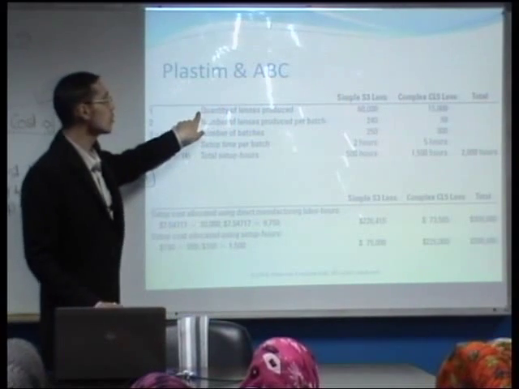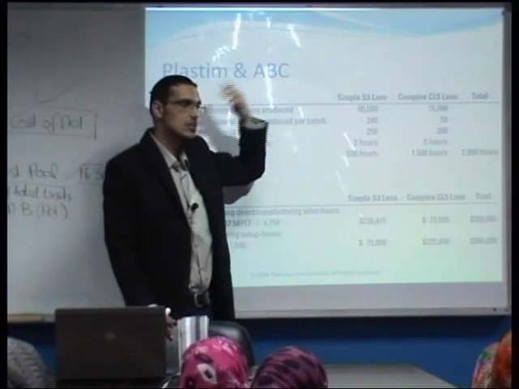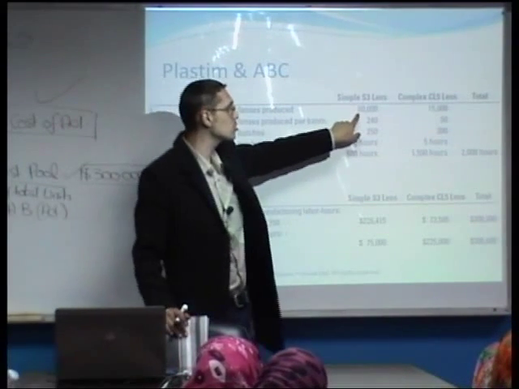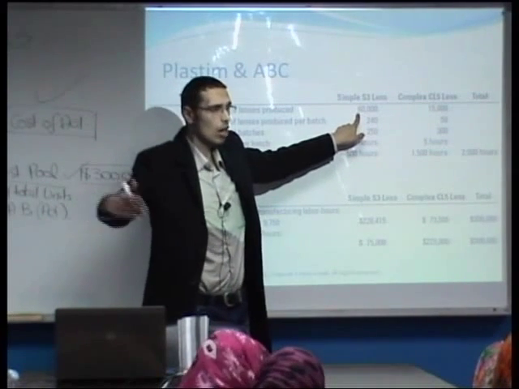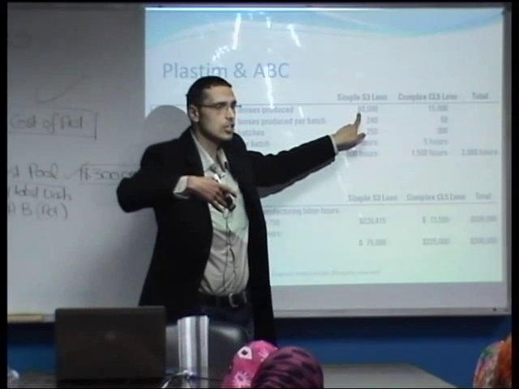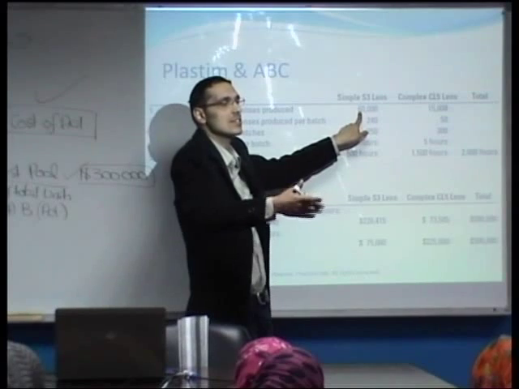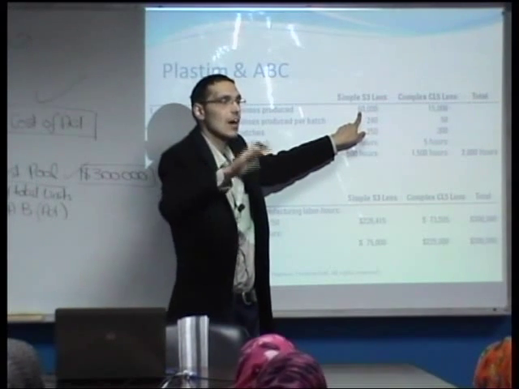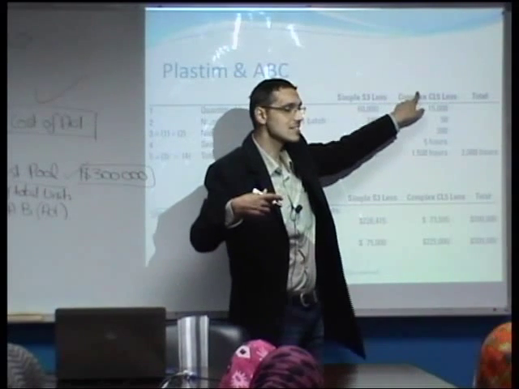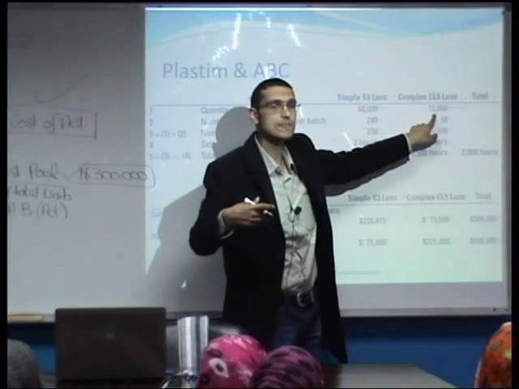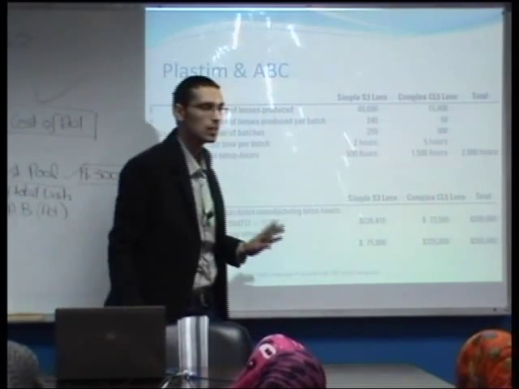Of course, they started with the quantity of lenses produced, which is a prediction, a budgeted number, 60,000, which is the same as the simple costing. It did not change. We are going to produce 60,000 units of S3, whether we are using the simple costing system or the ABC. This would not affect our number of units to be produced. And the complex lens, we are going to produce 15,000 units of the CL5 lens.